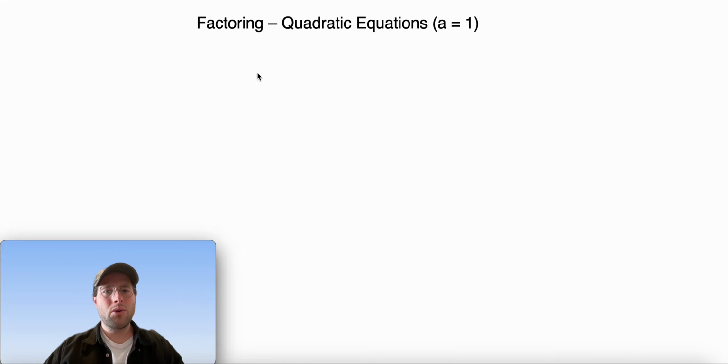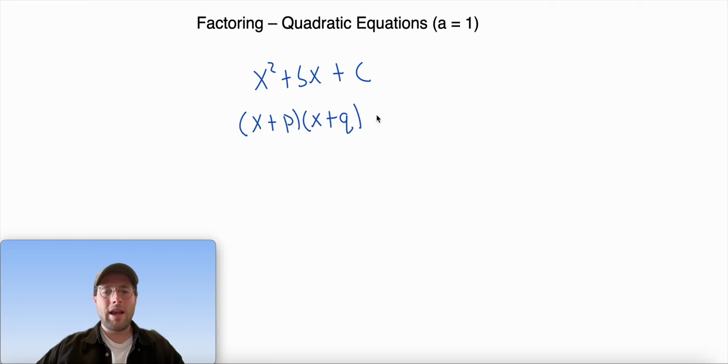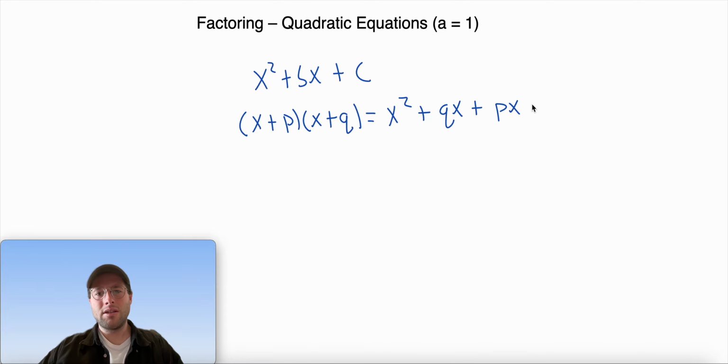So the quadratic equations we're going to be factoring will have the general form x squared plus bx plus c. And when we factor them, we're going to factor them into two factors that have the general forms of x plus p, x plus q. And to see why this is, let's go ahead and multiply these two back out. So we have x squared plus qx plus px plus p times q.